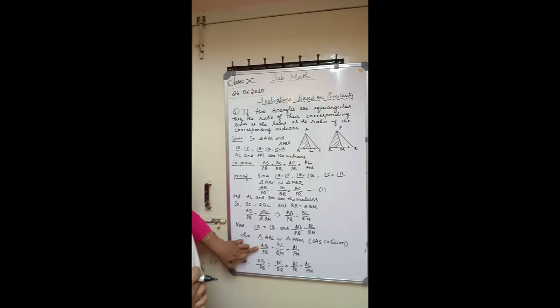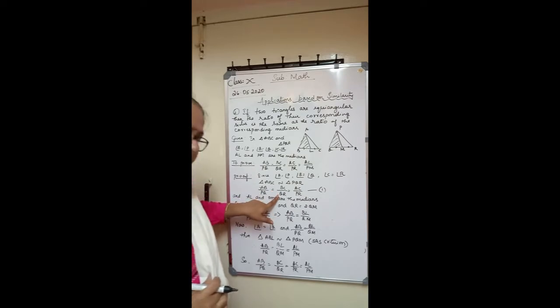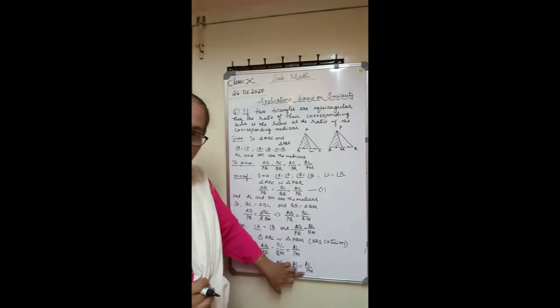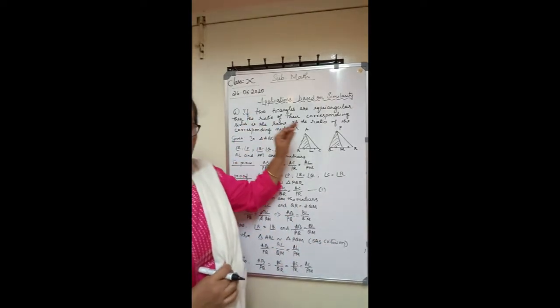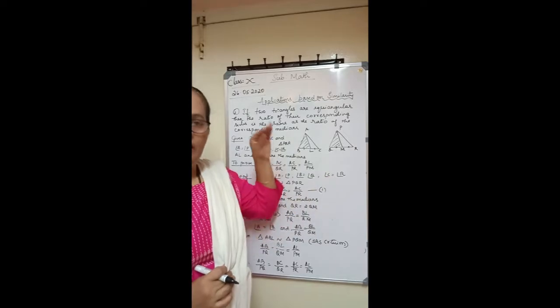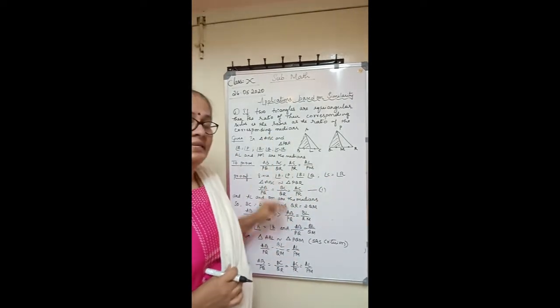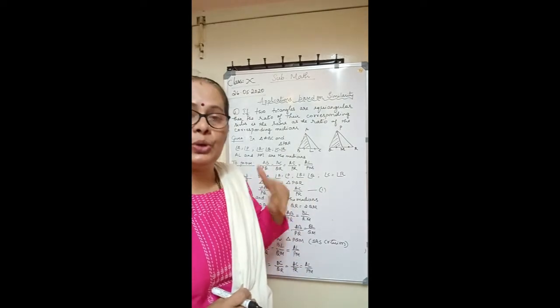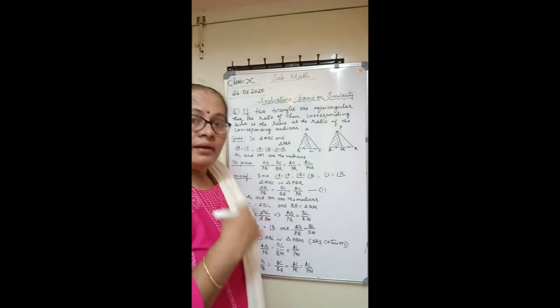So that AB by PQ equals BL by QM equals AL by PM. Therefore, using equation 1, AB by PQ equals BC by QR equals AC by PR, which is equal to AL by PM. Therefore, whenever two triangles are equiangular, the ratio of their corresponding sides is the same as the ratio of their medians. Okay. Now, third application.